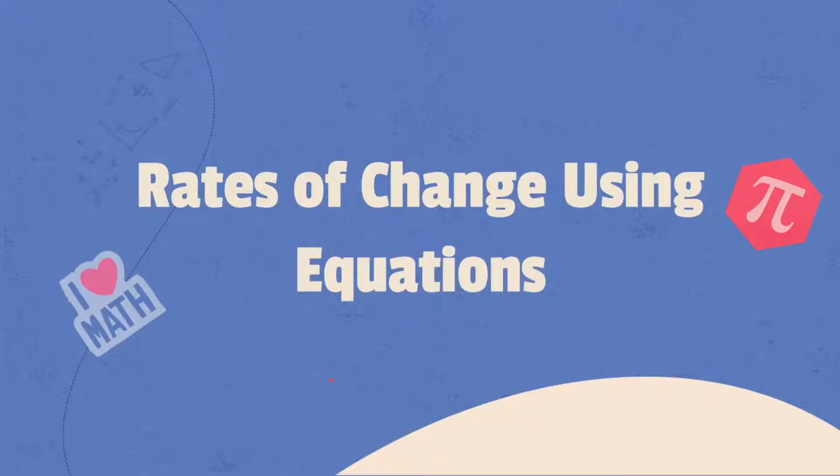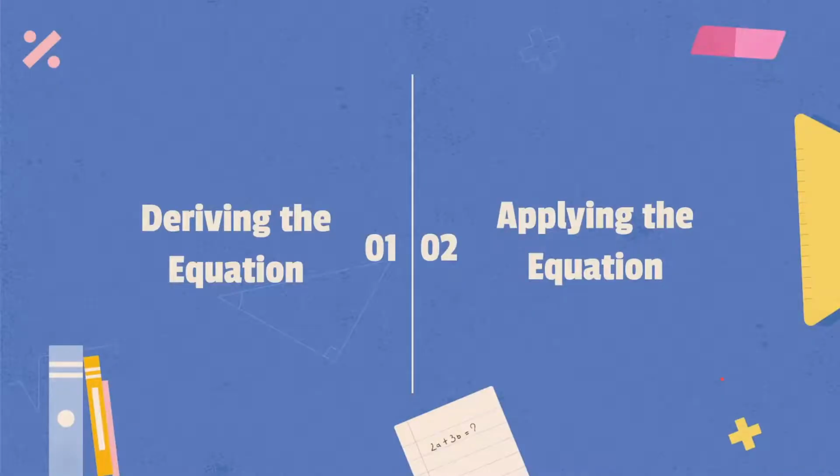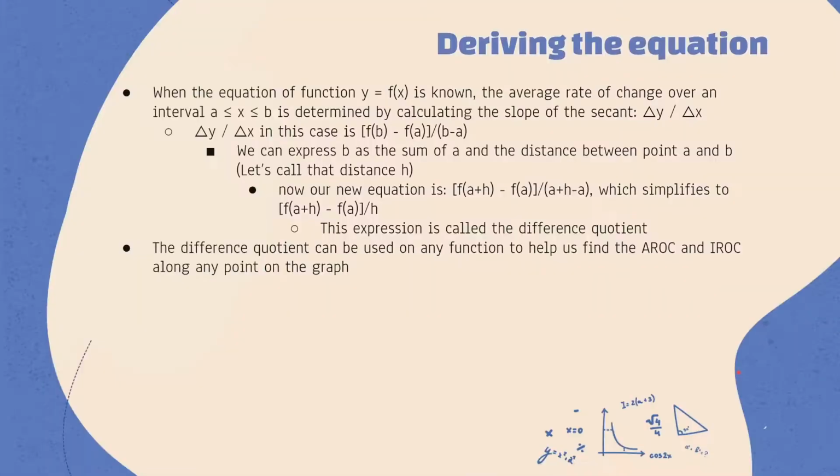Today we're actually going to talk about rates of change using equations, because if you remember before we were talking about delta y over delta x, which is not really an equation in itself because you are not solving for anything. So today, we're going to talk about two different things. We're going to talk about how to derive the equation and also how to apply it. So let's get started on that.